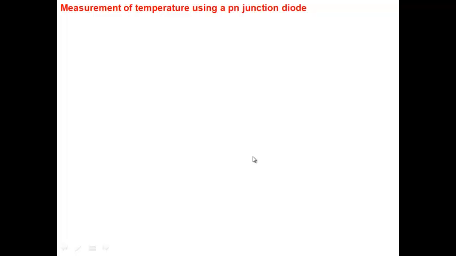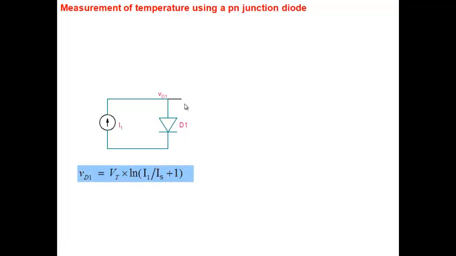Many temperature sensors in the market actually use the diode as a temperature sensor. So let me just illustrate how you could build a temperature sensor. Let's take a diode here, a PN junction diode. And suppose I build a current source and pass it through the diode. So I'll get a voltage VD1. What will be the drop here? VD1 will be equal to VT ln(I1/IS + 1). Can I use this as a temperature sensor? Yes or no? Why not?